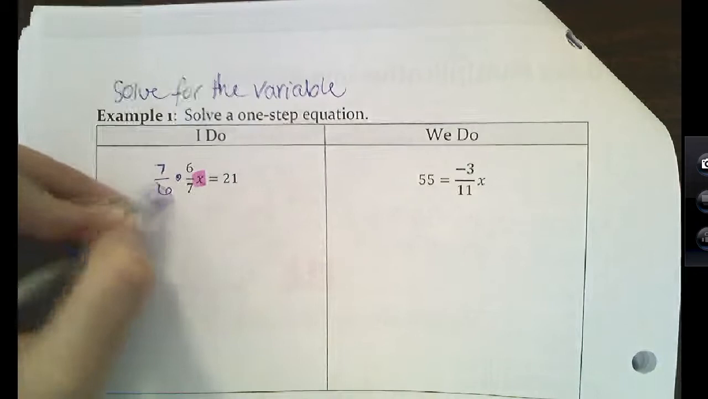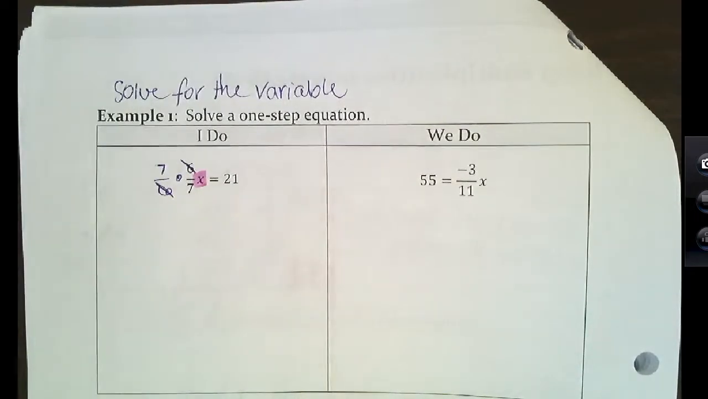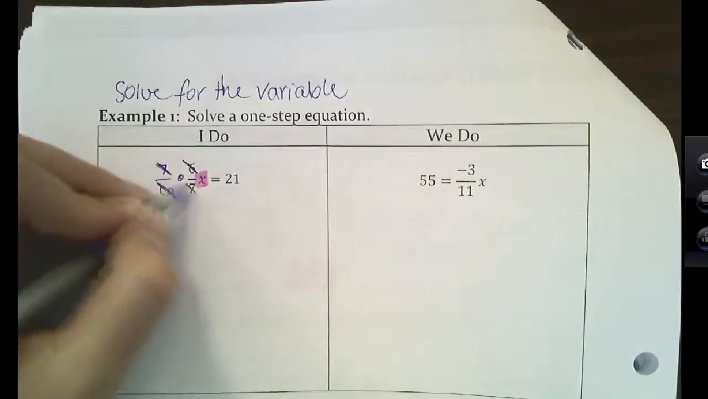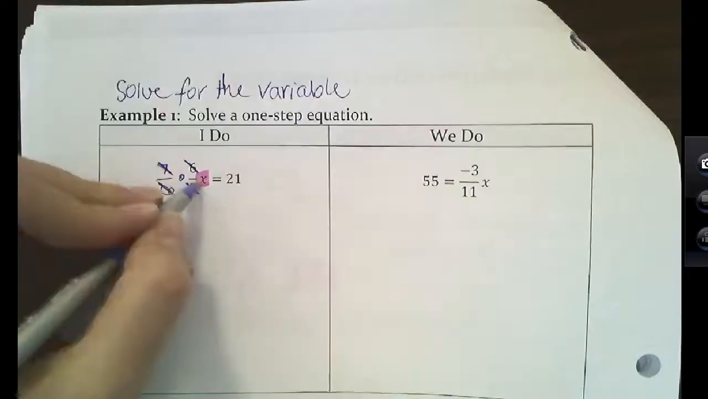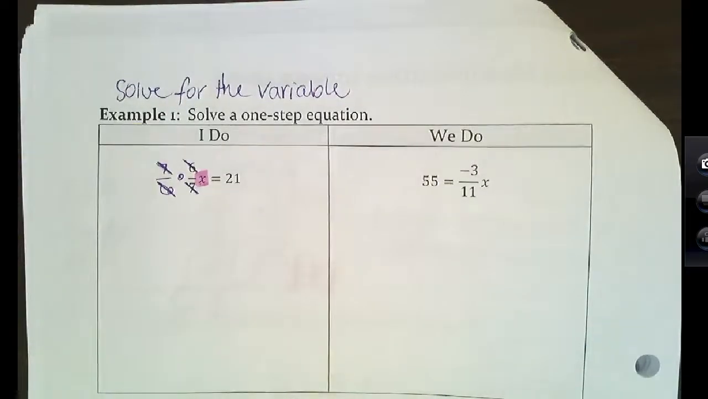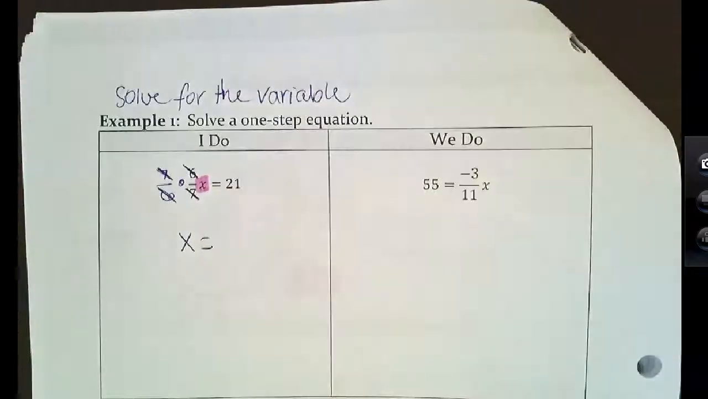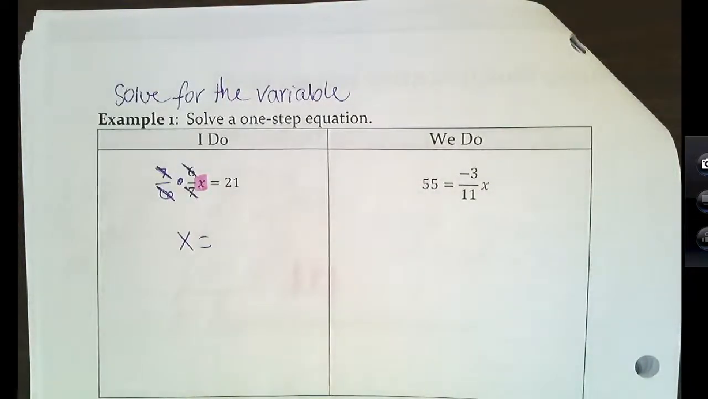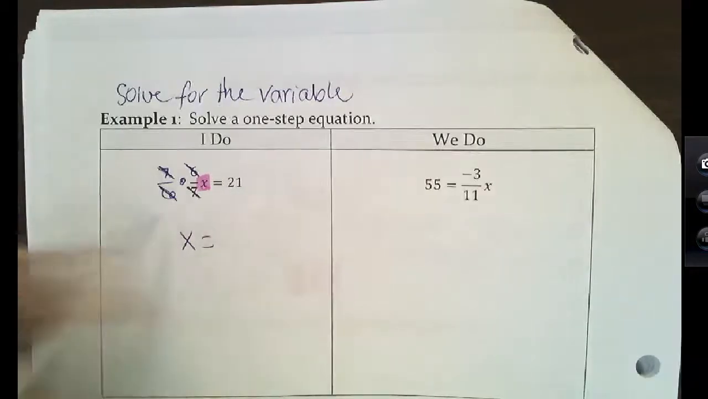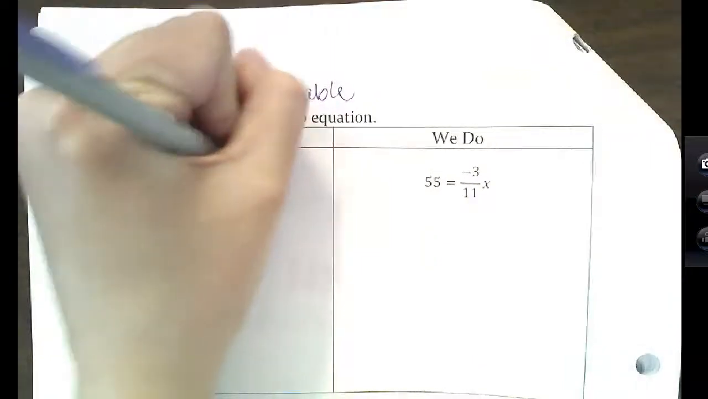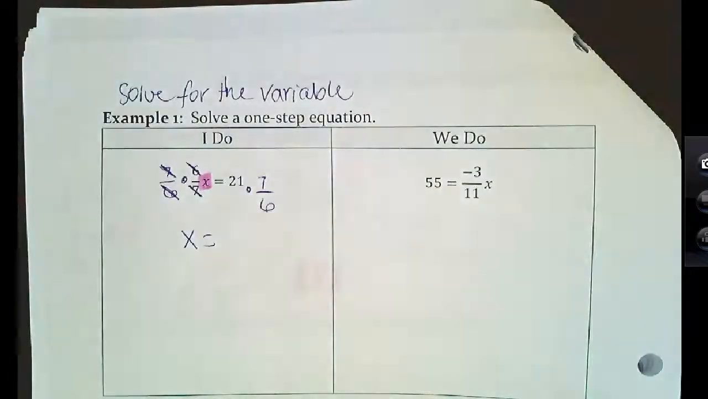Well, my 6's cross cancel, right? My 7's cross cancel. So the only thing left, you see how I just got x completely alone? That was my goal. It's not equal to 21 because what you do to one side, you have to do to the other. Good. We need to multiply this side over here by 7/6 as well.